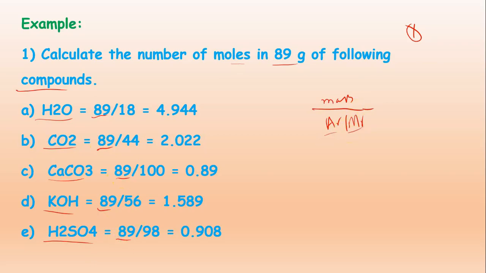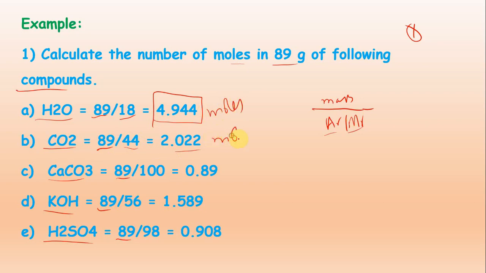Look here, 89, 89, and then it will be divided by the atomic mass or molecular mass of that compound. That will be different, like water, that will be 18, and when you divide it you will get the answer 4.944. You have to write the answer in decimals, and after the decimal you have to write three numbers. Then CO2, 44 is the molecular mass of CO2. Then when you divide you will get 2.022 answer, and this will be moles.